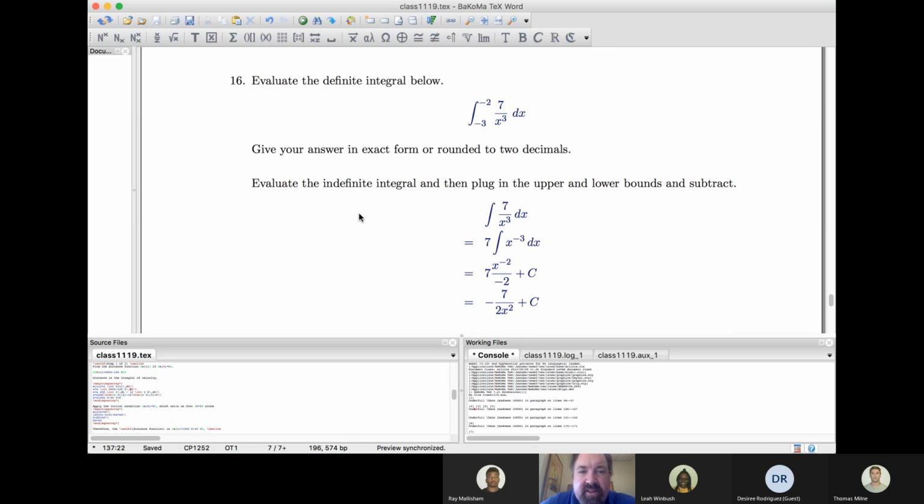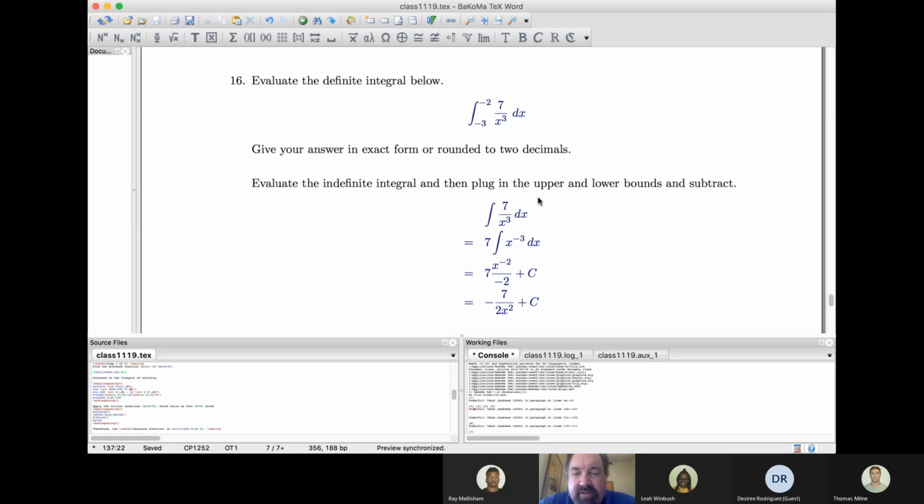Okay. So the first 5 problems in the set were about indefinite integrals. The last 5 will be about definite integrals. Okay. So here's our definite integral. We have limits of -3 and -2.